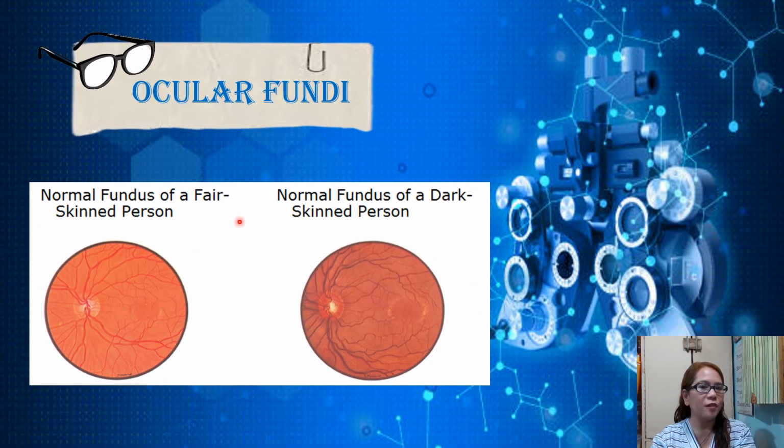Now, let's move on to the ocular fundi. So this is the presentation of the normal fundus of a fair-skinned person. So parang katulad ng pinakita ko in the previous slides. And this is another presentation of the normal fundus of a dark-skinned person. So you can observe the disc, the macula, the fovea, the retinal veins and arteries. So okay naman yung crossing ng mga retinal veins and arteries.